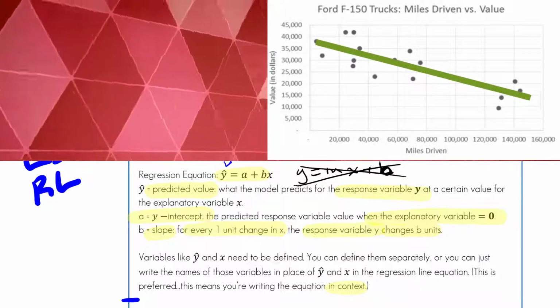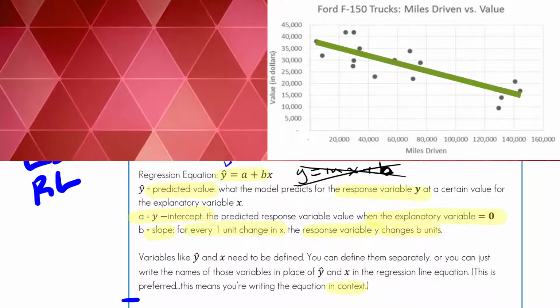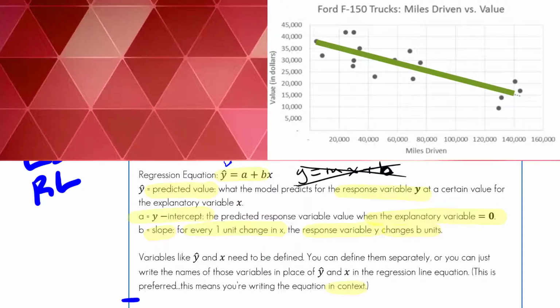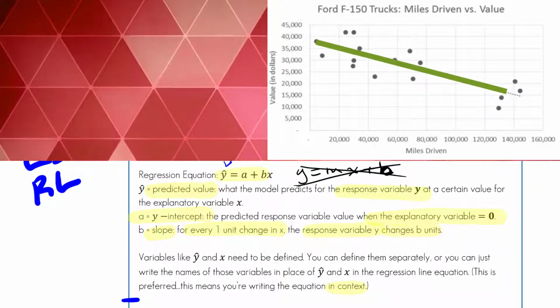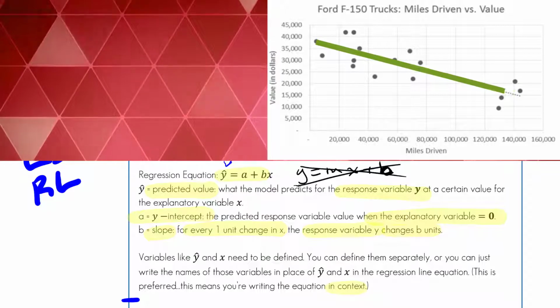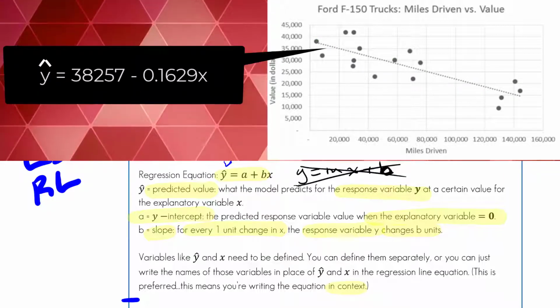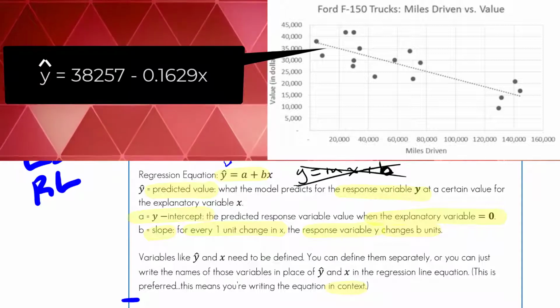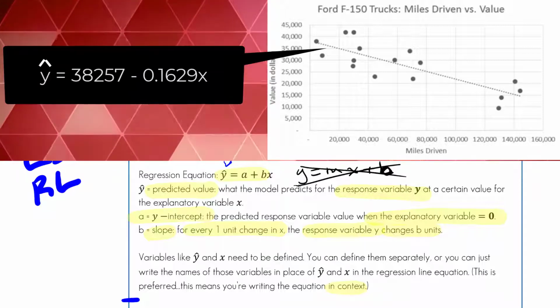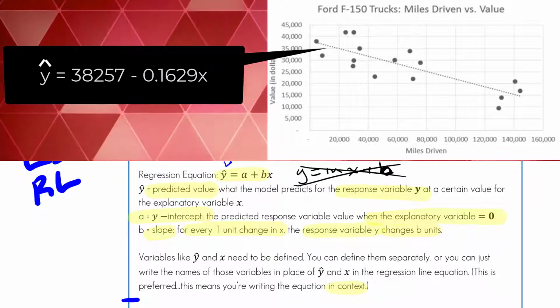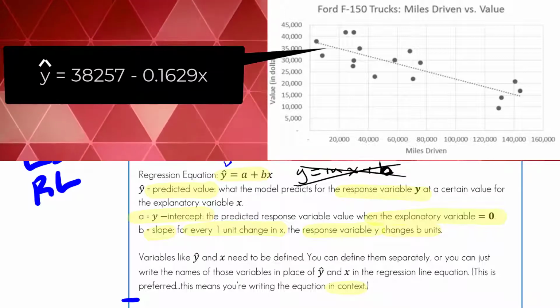That should make sense. So let's actually find this regression equation. We use a two-variable statistics calculator similar to what we used in previous lectures, and we find that the regression equation here is y hat equals 38,257 minus 0.1629x. And that doesn't make a lot of sense. I don't know what that means.